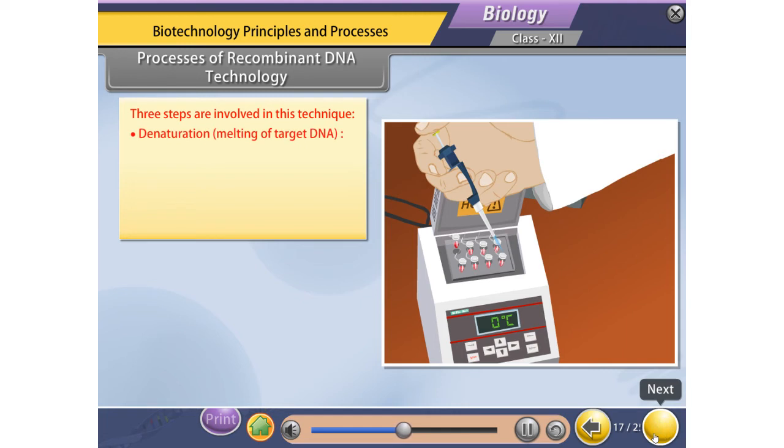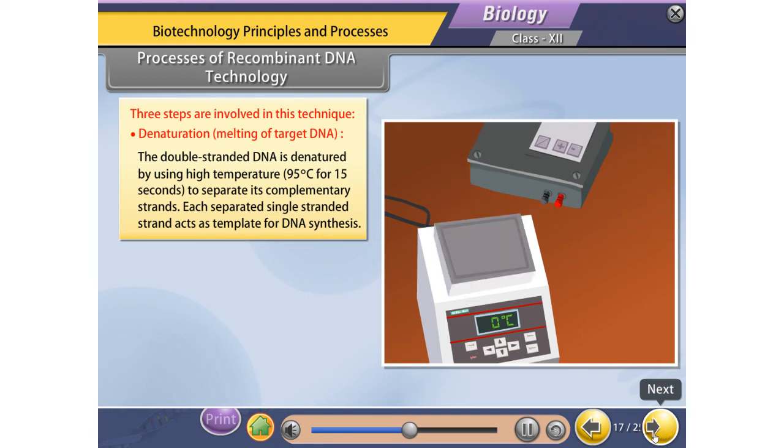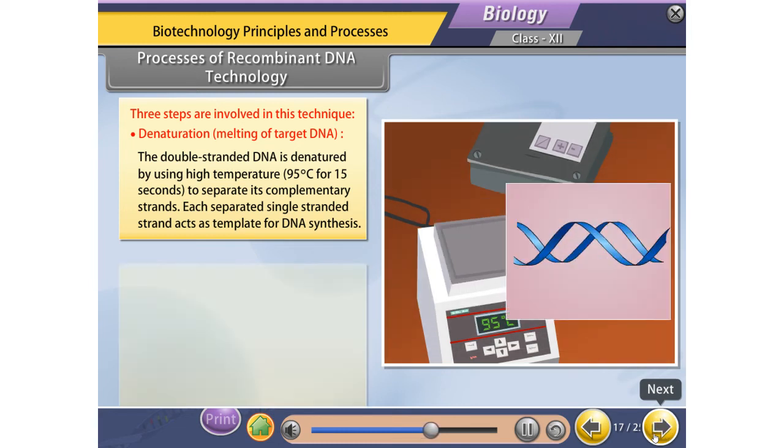Denaturation, melting of target DNA. The double-stranded DNA is denatured by using high temperature, 95 degrees Celsius for 15 seconds, to separate its complementary strands. Each separated single-stranded strand acts as template for DNA synthesis.